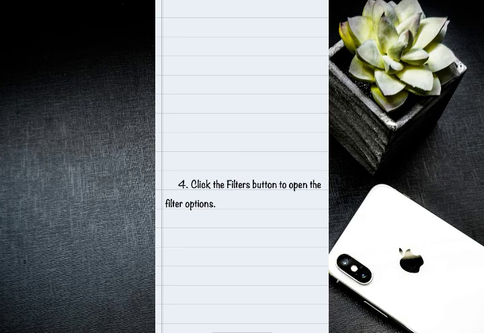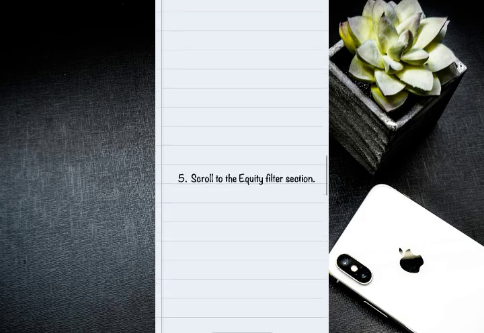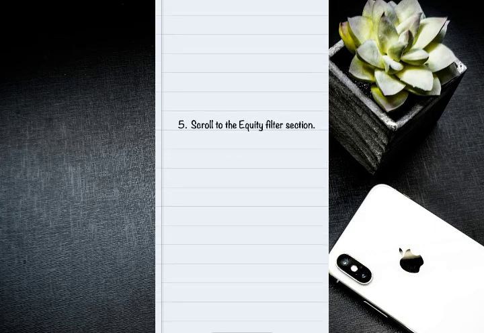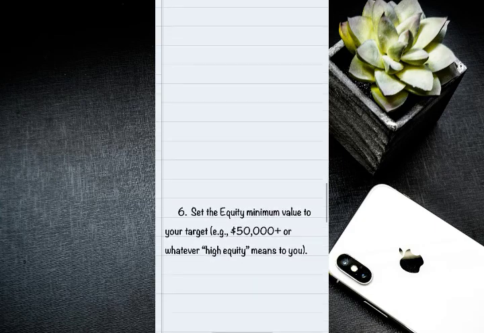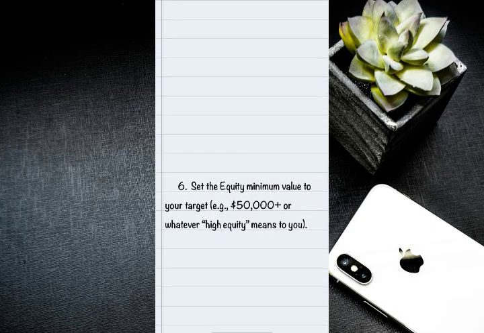Then from there click the filter button to open your filter options. Then from there scroll down to the equity filter section. Then from there select the equity minimum value to target your option. So you can search between $50,000 to $100,000, depending on how you want it, or you can also choose whatever high equity means to you.